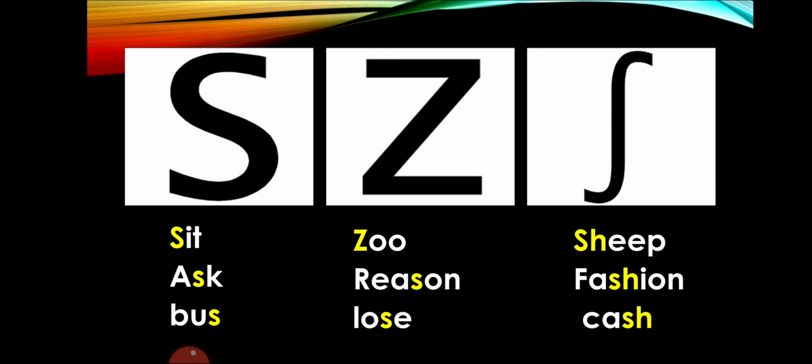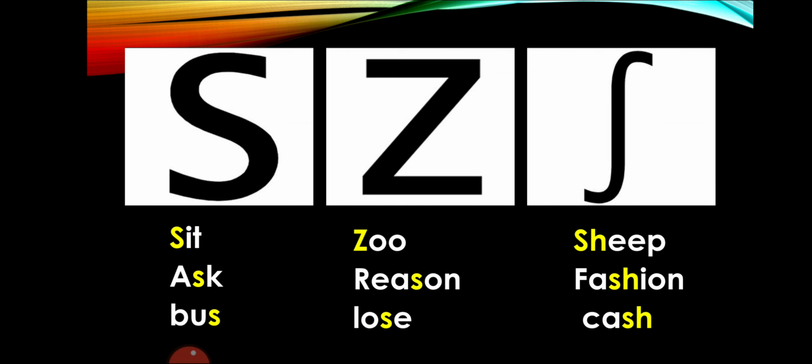And the next sound is s, just like sit, ask, bus. The next sound is z. It's a buzzing sound. Z, just like zoo, reason, lose. But most of the Indians pronounce this z sound as ja. We tend to say it Jew instead of zoo.